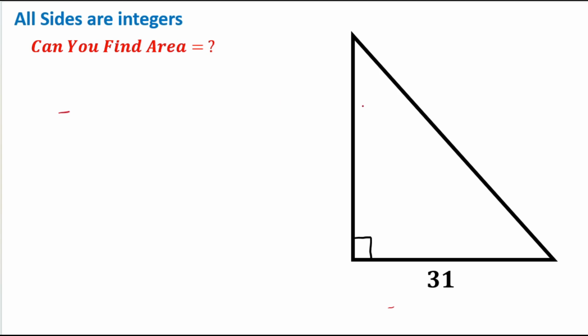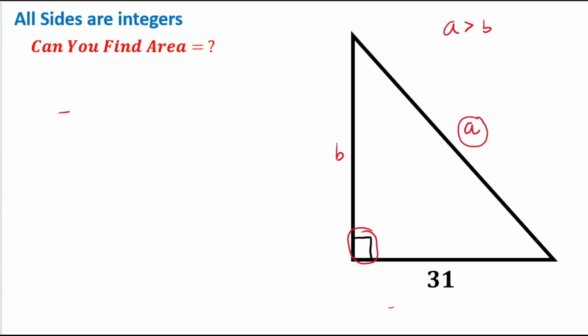Let's suppose this side length is A and this side length is B. Here A is the side opposite the right angle. It means this side length A is the hypotenuse. Now we can say A is greater than B because the hypotenuse is the longest side of a right angle triangle.